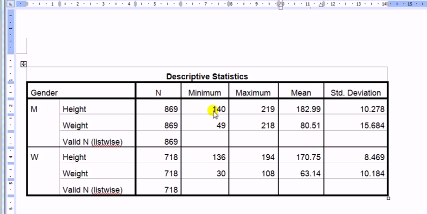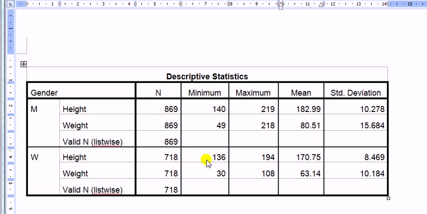So for the guys, shortest guy is 140 centimeters, tallest guy is 219, with the average height of about 6 foot, that's 1 meter 83, standard deviation of 10 centimeters. For the weight, you're varying from 49, God that's very slim, to a mammoth 218 kilograms. These are in kilograms. Average weight of an athlete is 80.5 kg.